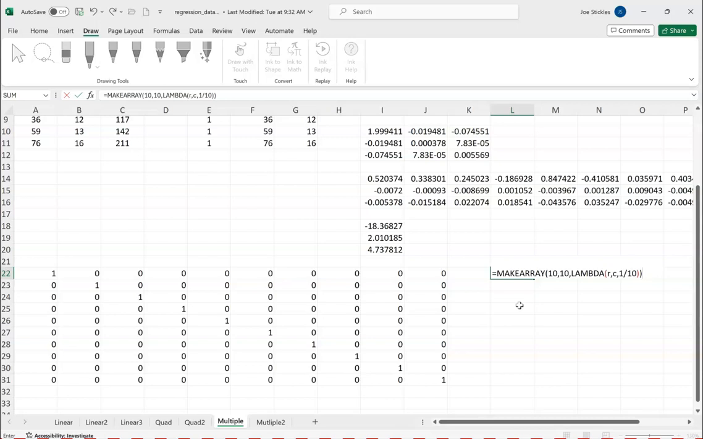Then I only have to type one command. I mean, you can do it the other way, right? I can put equals 1 divided by 10, or type in 0.1 and copy it into a 10 by 10 grid. Either one works.